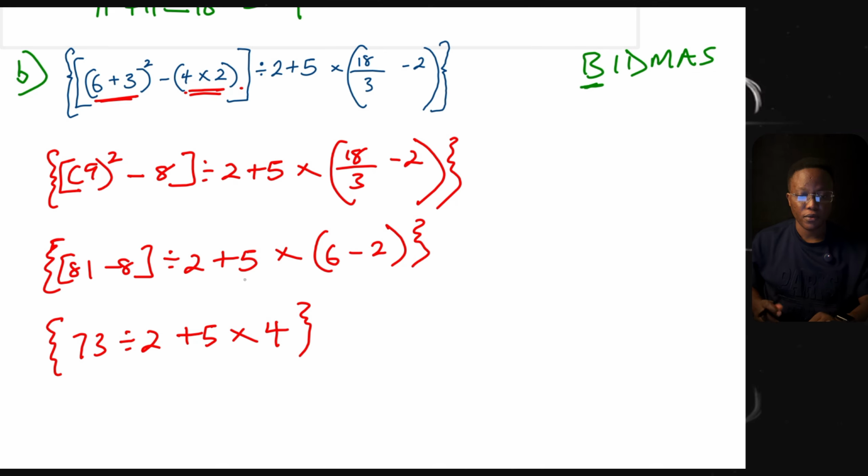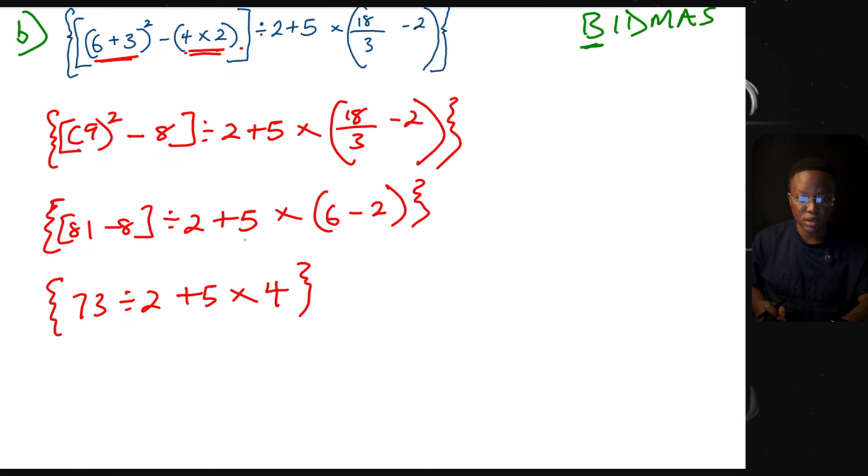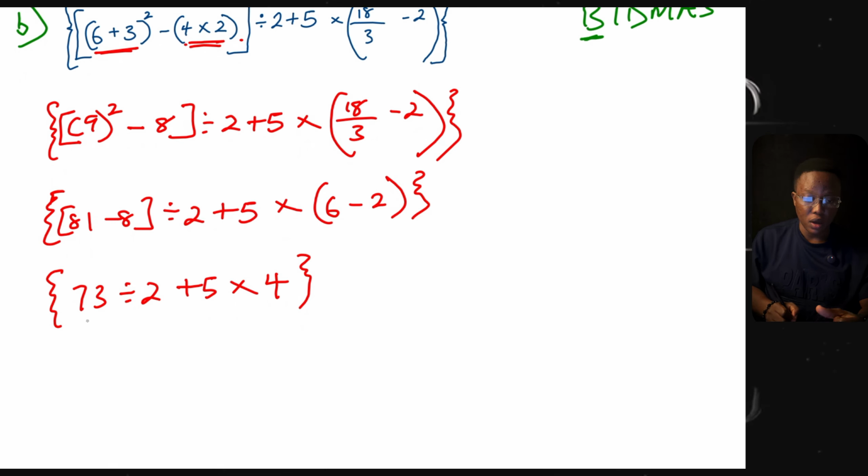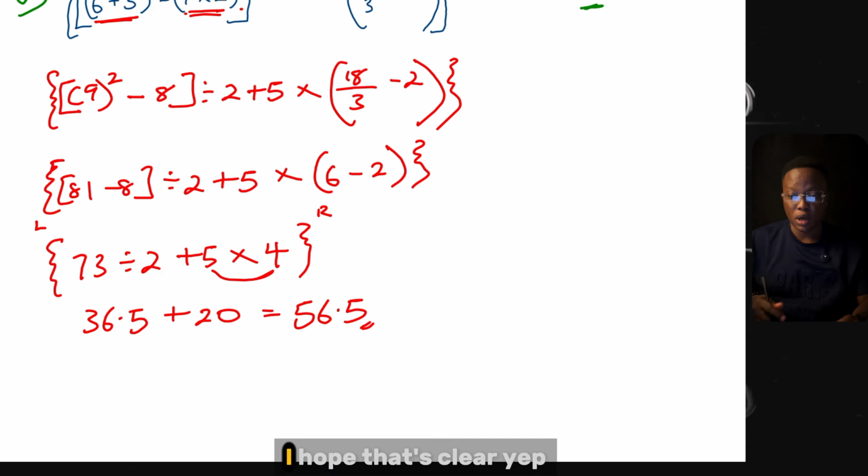Okay. Now, what do we do next? We simply ask ourselves, what comes first? Remember, from your left to your right. So what is 73 divided by 2? 36.5, plus 5. And then we have to multiply 5 by 4 to give us 20. So we are saying 36.5 plus 20, and ultimately we get 56.5. I hope that's clear.